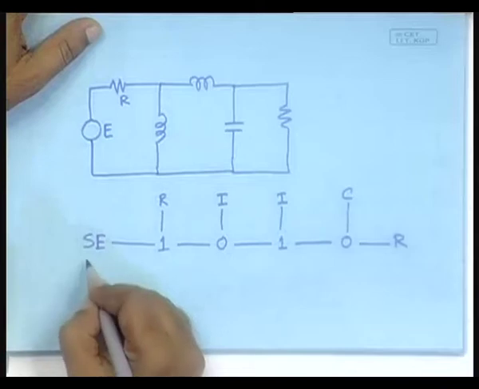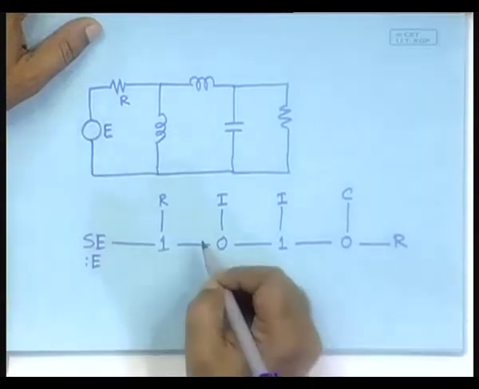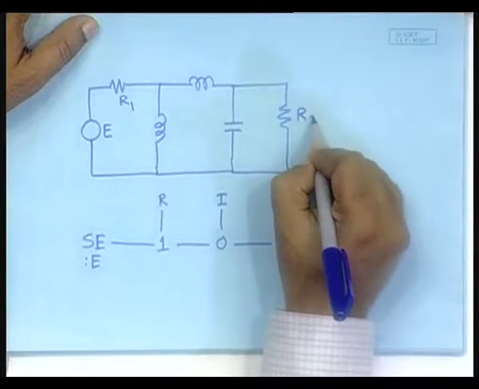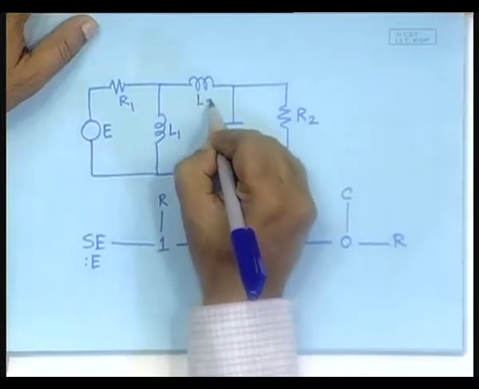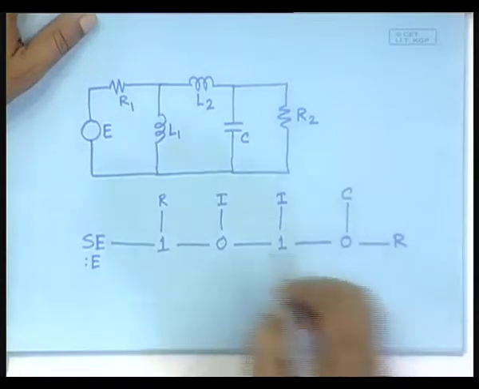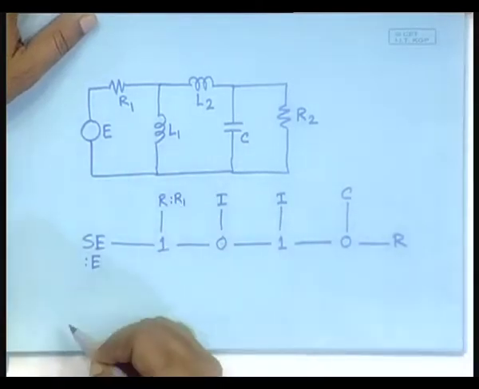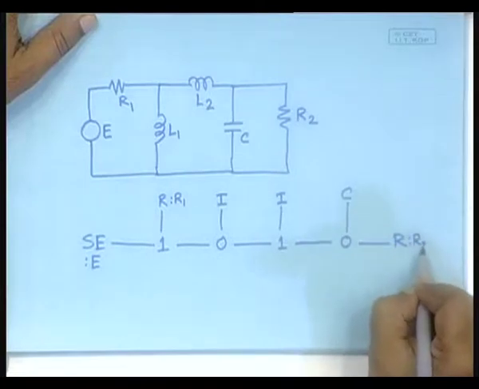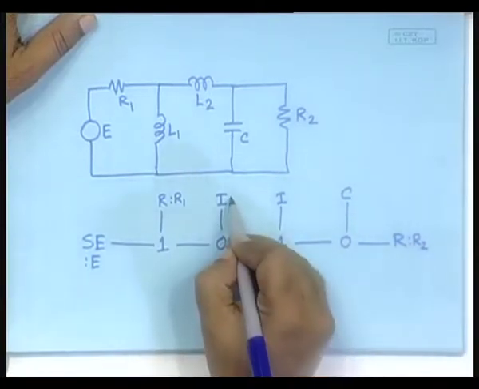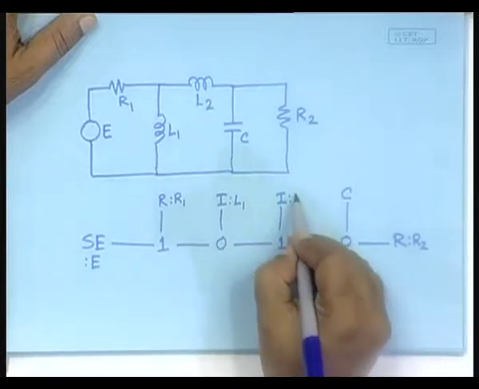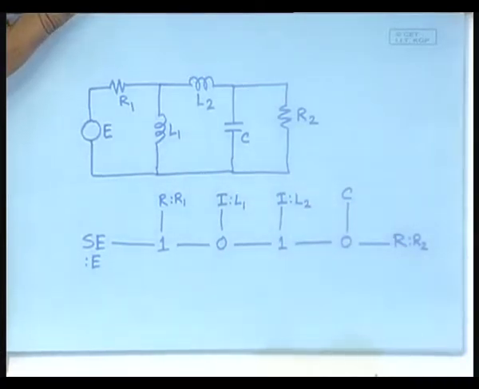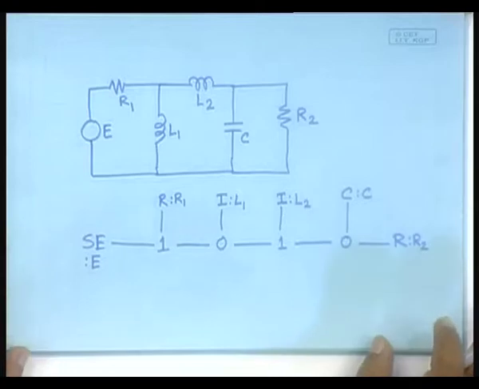We will write AC colon E, because this is E, this is R1, this is R2, this is L1, this is L2 and this is C. So, we will check this colon R1, here it is R2, here it is L1, L2 and here it is C. Fine? Okay. Understood? Let us go ahead.